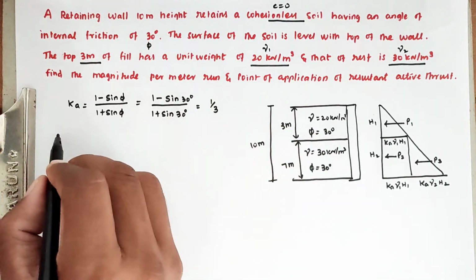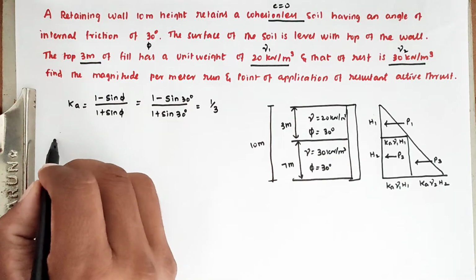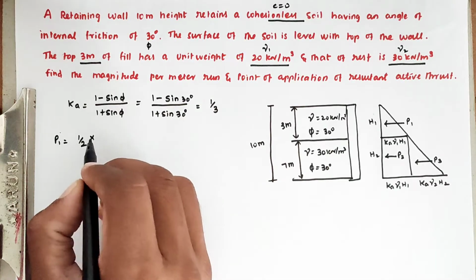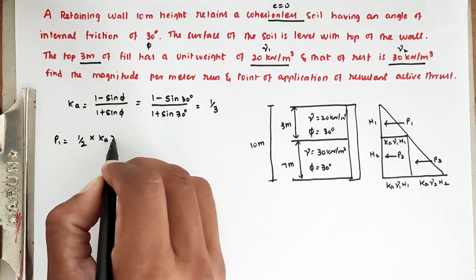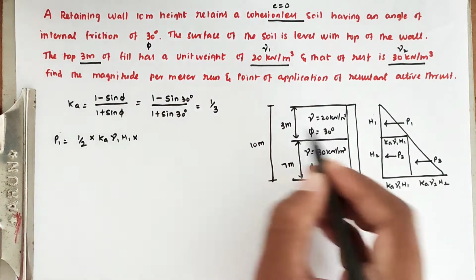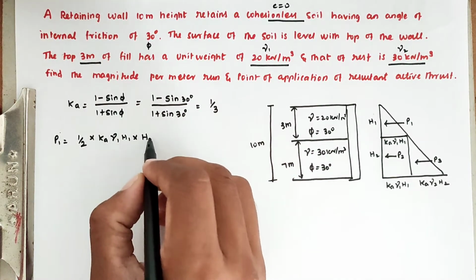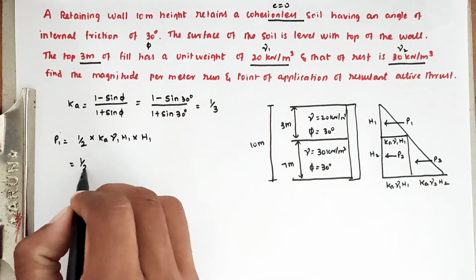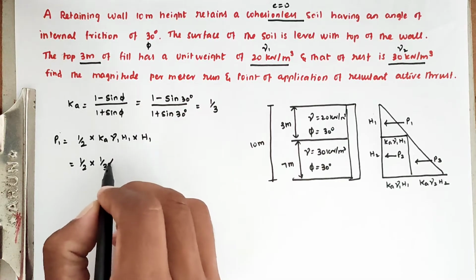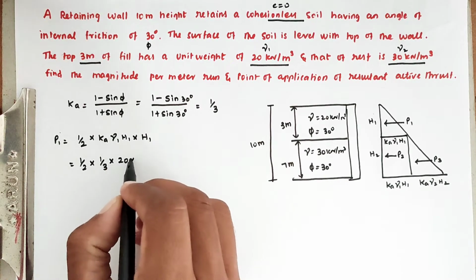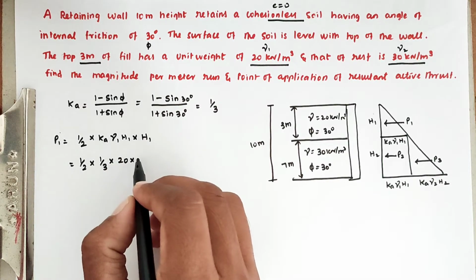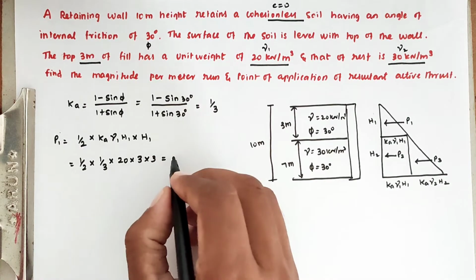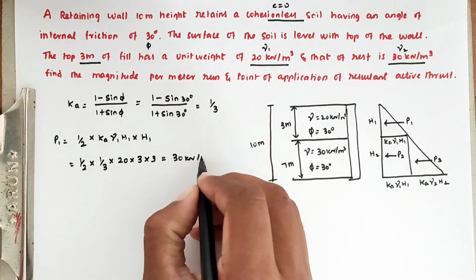Next we have to find the P1 value. P1 is the area of a triangle, so half into B into H. Half into B, where B is Ka into gamma 1 into H1, into H1. Substituting all the values: half into Ka value 1 by 3 into gamma 1 value 20 into H1 value 3 meter into 3 meter. Solving this, we get 30 kilonewton per meter.